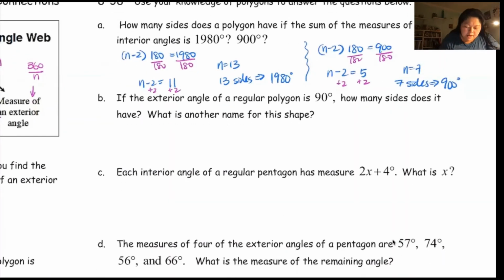If the exterior angle of a regular polygon is 90 degrees, how many sides does it have? What's another name for this shape? The formula is 360 divided by n equals 90. Then we multiply by n on both sides to get rid of that fraction, so that gives me 360 equals 90n. If I divide by 90 on both sides, I get a really nice answer of n equals 4. So it has 4 sides.